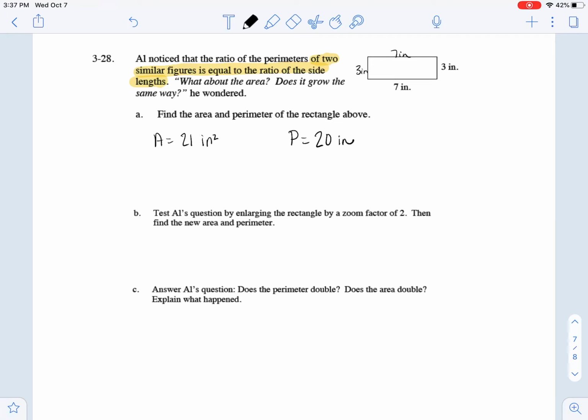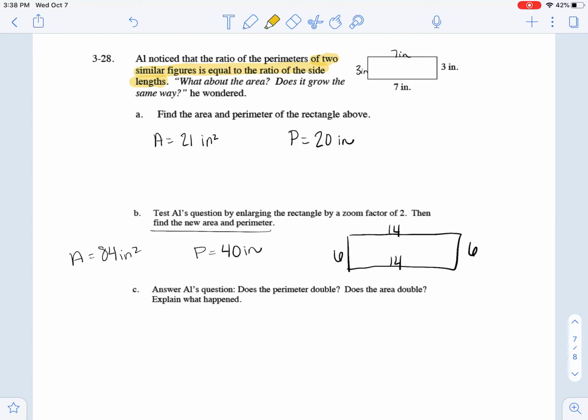Test Al's question by enlarging the rectangle by a zoom factor of 2. Okay, so I'm just going to sketch it here. So this is 6, 14, 6, and 14. Then find the new area and perimeter. Well, the area is going to be 6 times 14. And if I quick multiply that out, that's going to be 84 square inches. The perimeter is going to be 6 plus 14 is 20. I have 2 of those. It's going to be 40 inches.